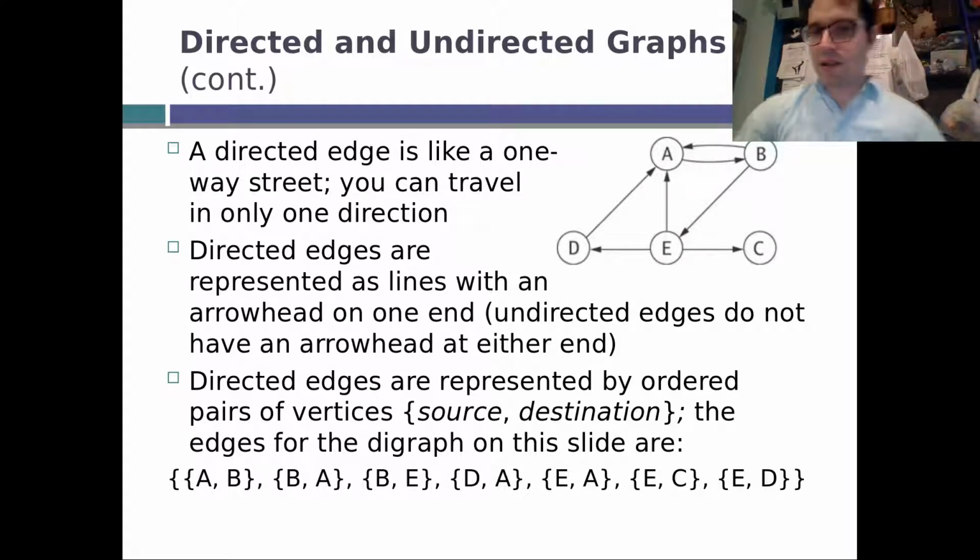Another way to think of them is like one-way streets. You can only travel in one direction. They're represented by arrows, and they're always represented as source, destination. In this graph, for instance, these are the edges that map to this one, and you can pause here if you need to work that out for yourself.